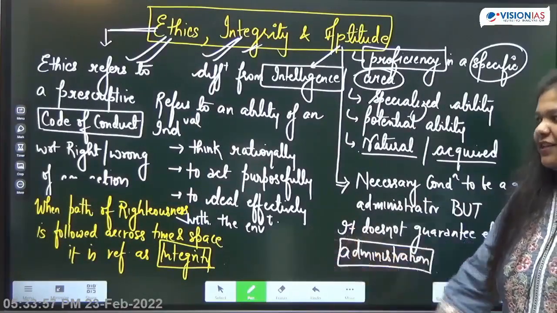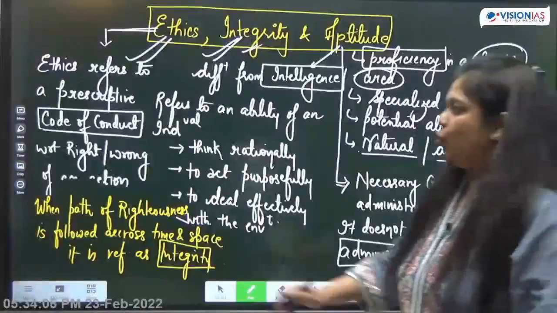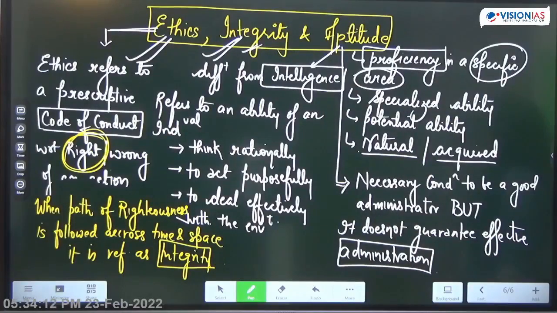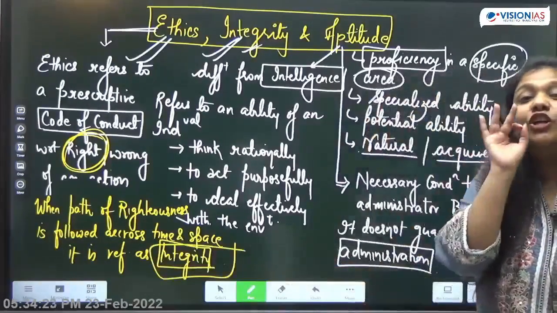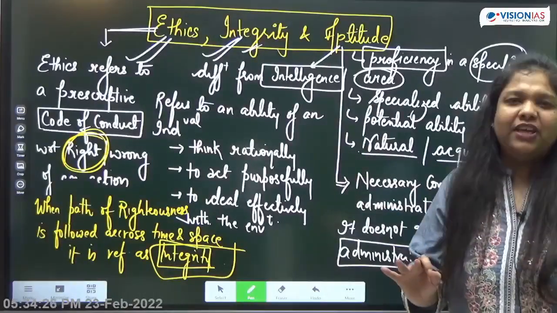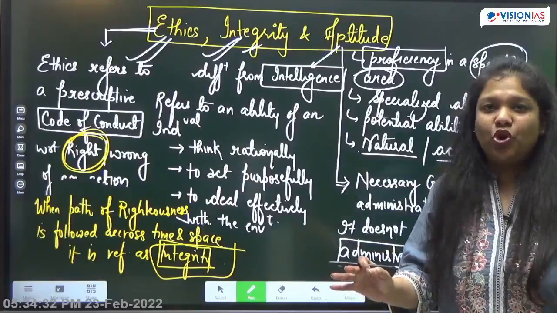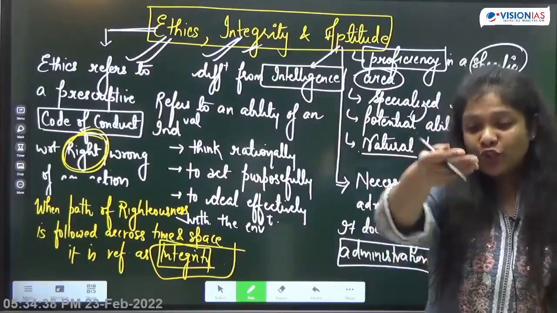ठीक है. So generally, let's get back to the path. So when the path of righteousness is followed across time and space, it is referred to as integrity. Righteousness as in you are following what is right. You are doing what is right. Is that clear? Trust me, to be a person of integrity is of utmost importance. It doesn't matter whether you are intelligent. It doesn't matter whether you are enthusiastic. It doesn't matter whether you have the aptitude or not.